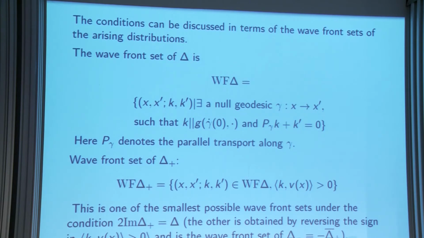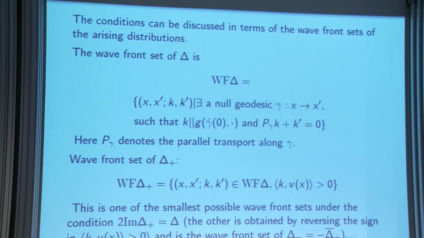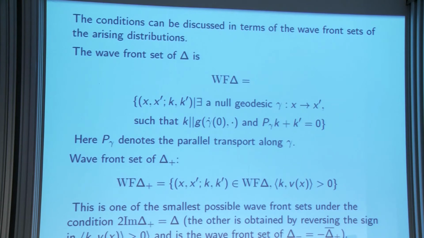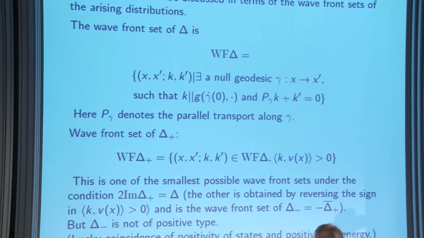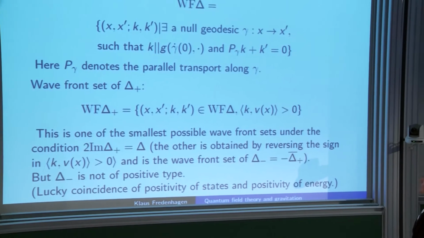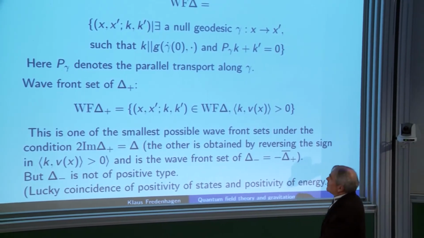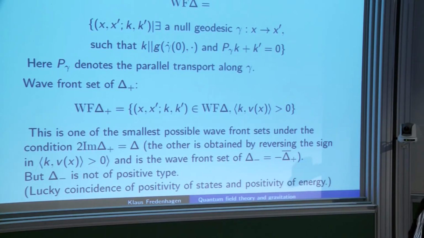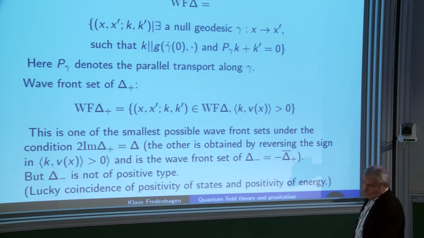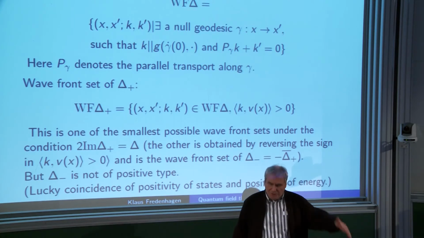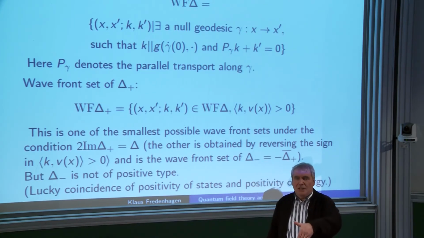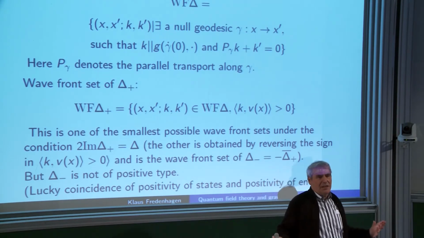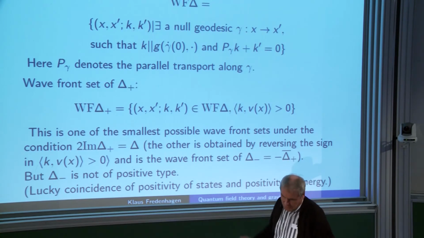So there are two points of the manifold, x and x prime, and at each point you have a covector, k respectively k prime. And the wavefront set of delta, just because delta is a solution of the Klein-Gordon equation, can be shown to be of the following form. There exists a null geodesic connecting x and x prime, and this covector k is coparallel to the tangent vector of this geodesic at the starting point, and then you take a parallel transport of your covector to the other end of the curve, and you add it to the other vector, and this must give 0. So this is some kind of translation invariance, or momentum conservation, if you want.